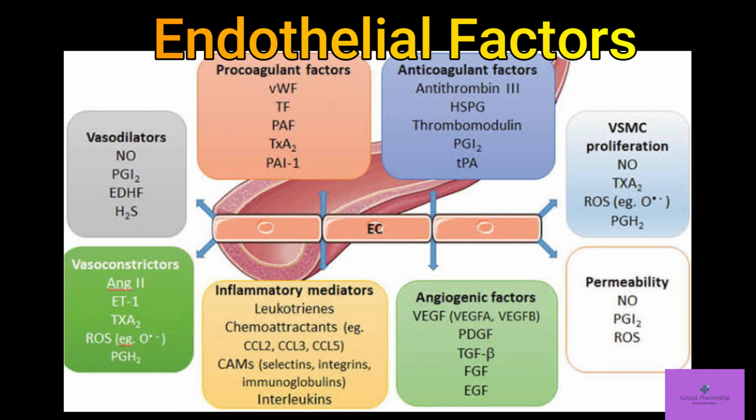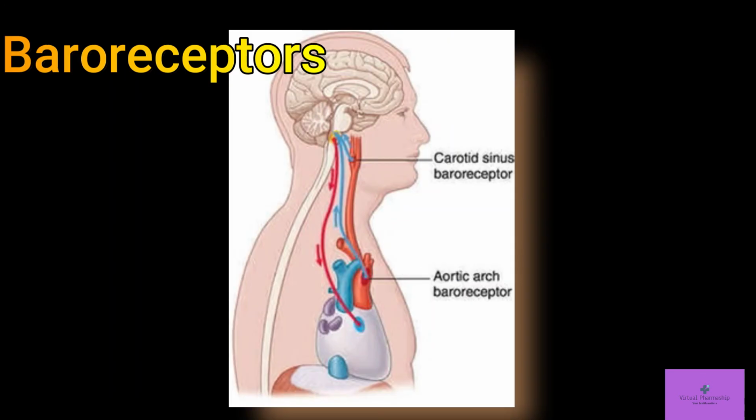Angiotensin II acts on AT1 receptors, Gq, increasing calcium levels, causing vasoconstriction. Prostaglandins, they act on TP receptors, Gq, increasing calcium levels, causing vasoconstriction. Endothelin acts on ET receptors, increasing calcium.